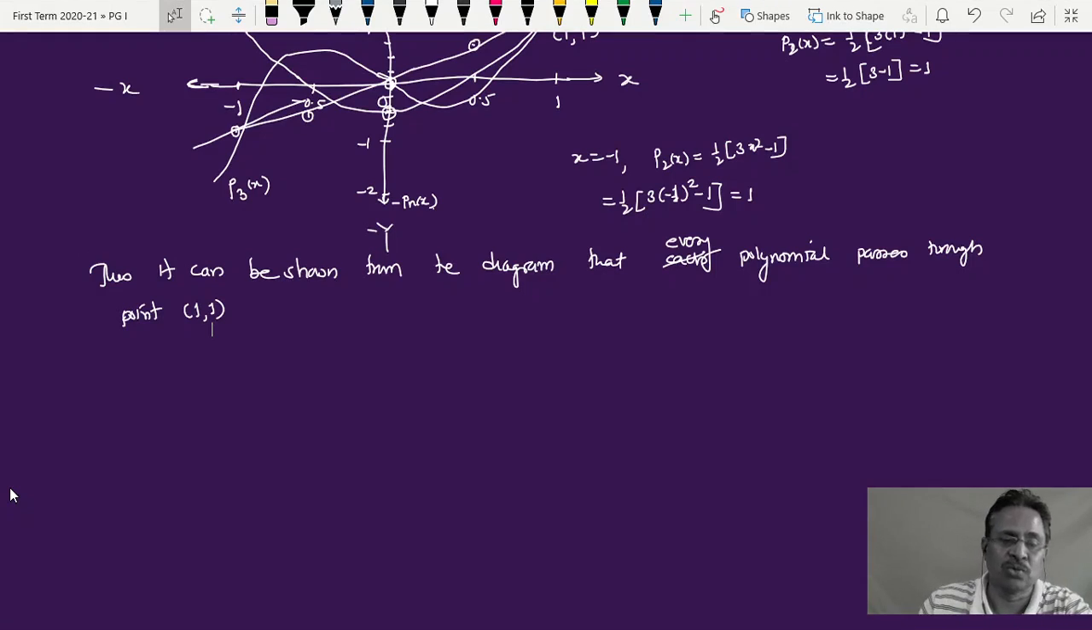Okay, now this is the first part. The second part is properties. We'll see a few properties of these Legendre polynomials. Properties of Legendre polynomials.